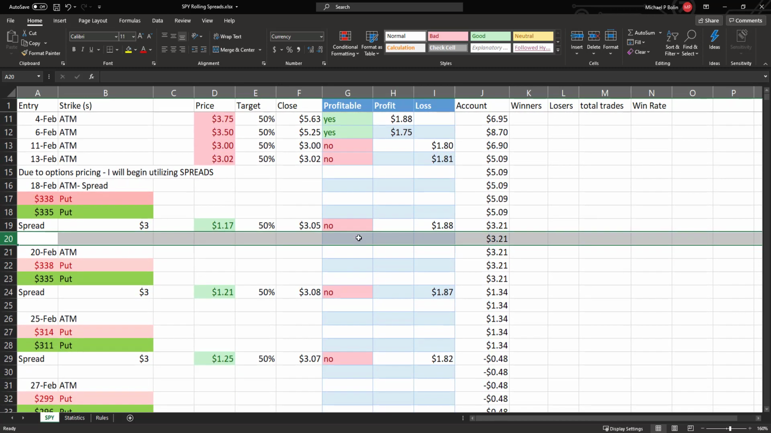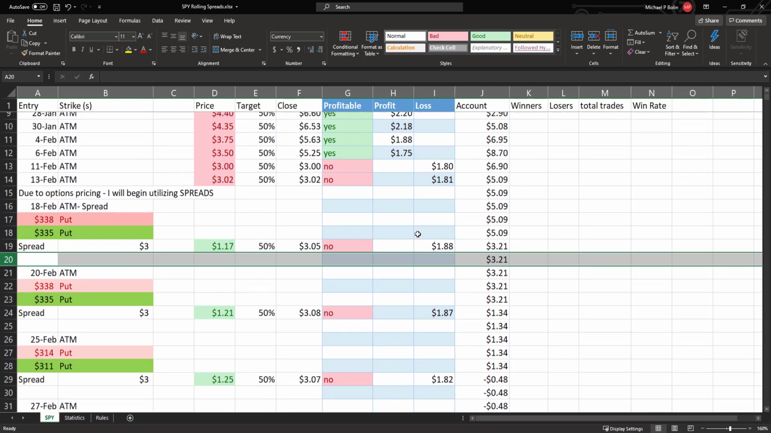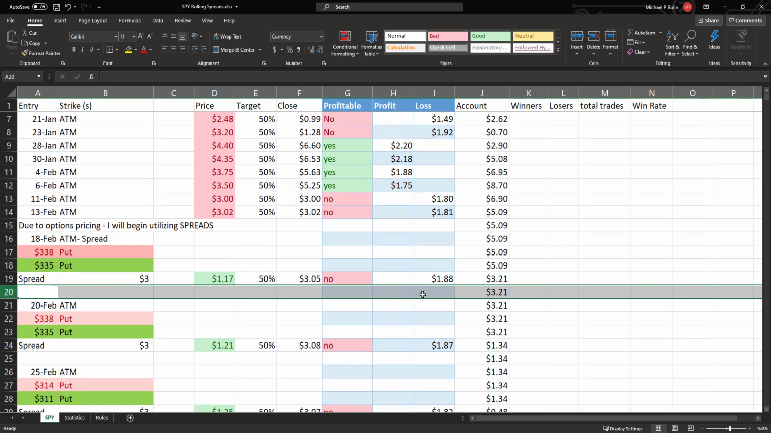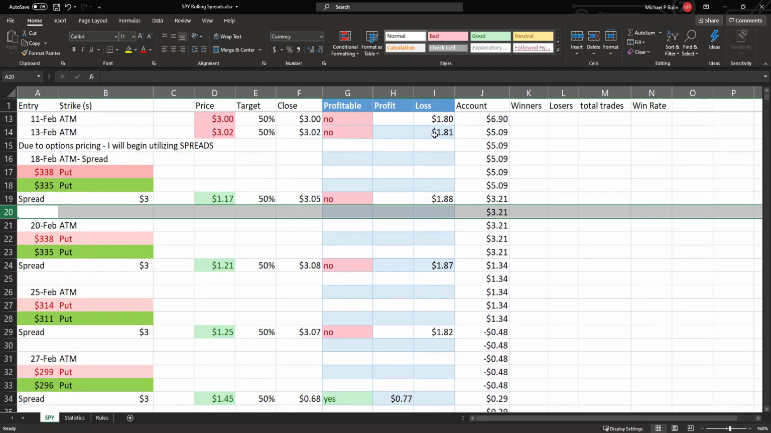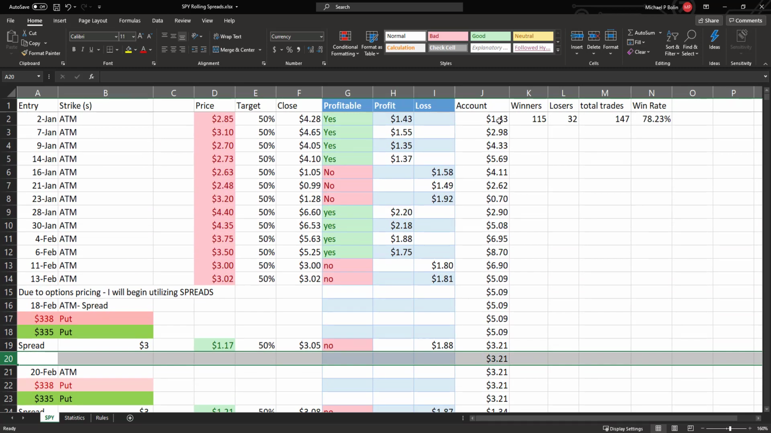Let's start rolling down here. So the pricing on the options really started to dial up. I went to spreads. I was running $3 wide, and I was making it okay. $1.88. This one lost. This one lost. This one, and these losses, they added up. I was running house's money. Off the first win, right out of the bat, I was winning, and was on house's money.